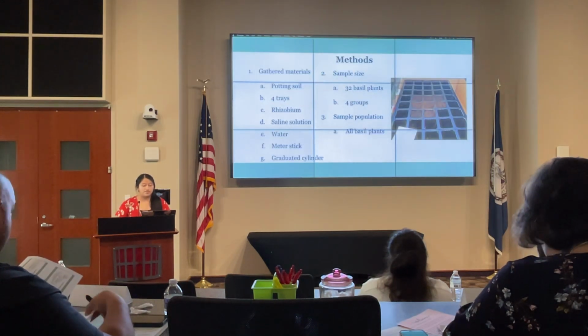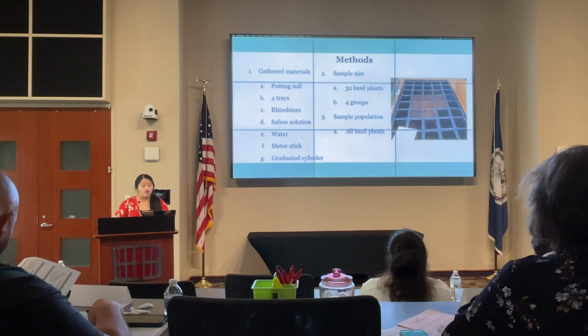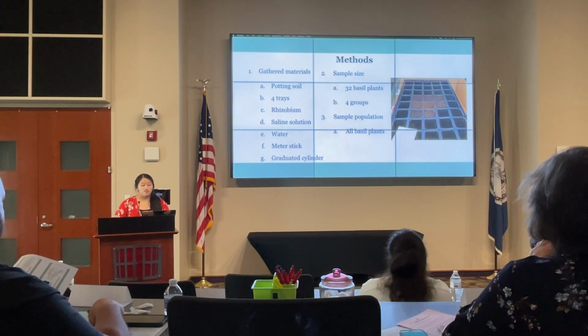For my experiments, the materials that were needed were the potting soil for the plants along with 4 trays, the Rhizobium plant microbe, a concentration of 25 millimolars for the saline solution, water for the plants that are not receiving the saline solution, a meter stick to measure the height of the plants in centimeters, and a graduated cylinder to measure the amount of water or saline solution that the plants will receive.